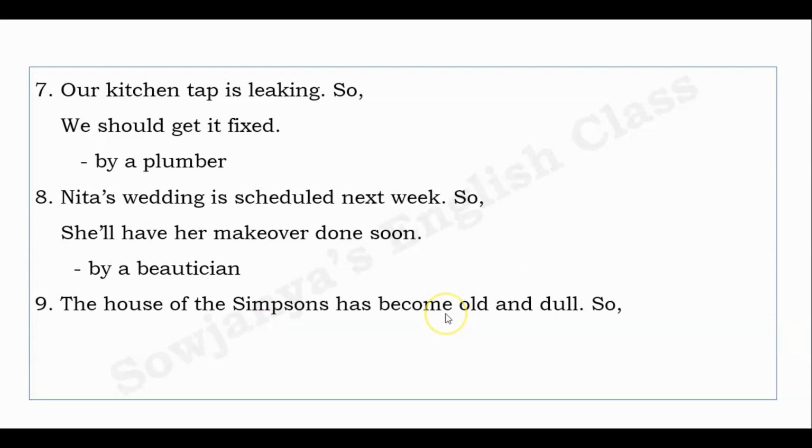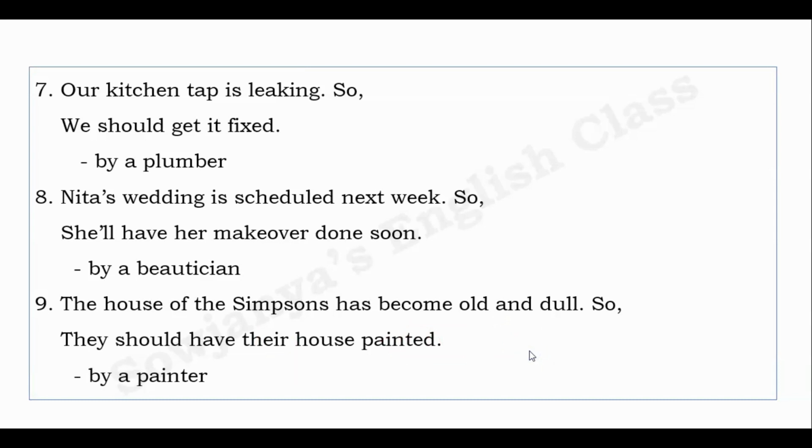Next sentence. The house of the Simpsons has become old and dull. So, they should have their house painted. Who is going to paint? A painter, obviously. You need not mention it. They should have their house painted by a painter. Try to omit the agent as far as possible.